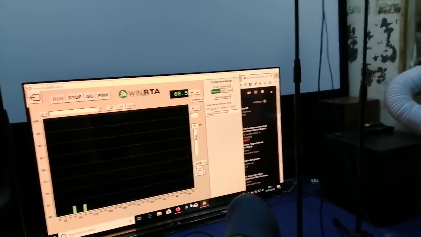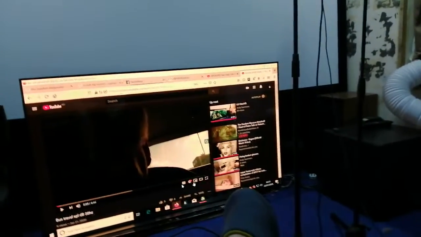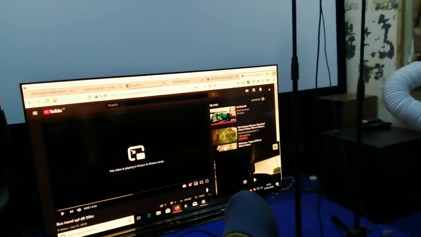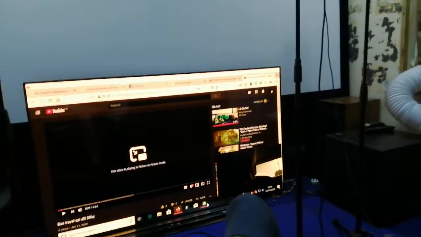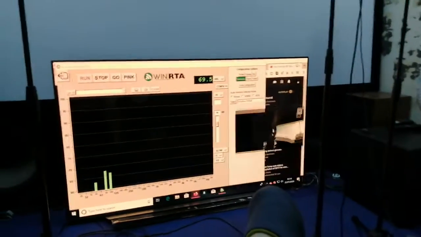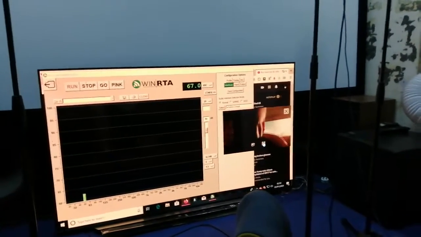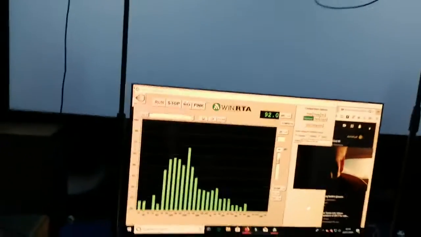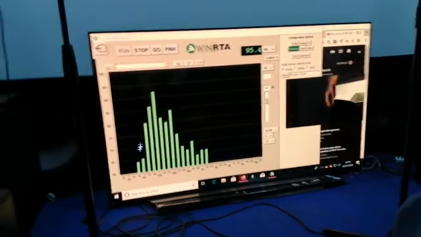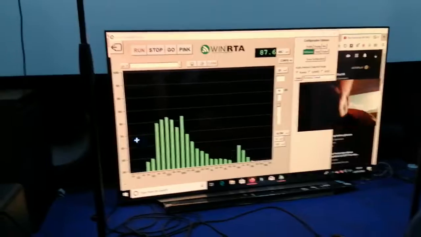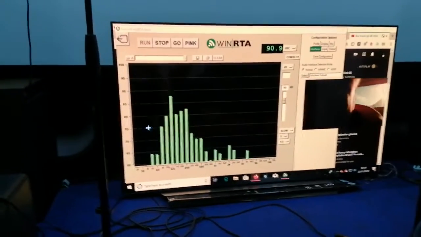Oh, almost. Just plant that over there. Put the RTA up. Okay. And oh, look, I'm on mute. On mute. So at the moment, mostly there was still frequency range in this position.